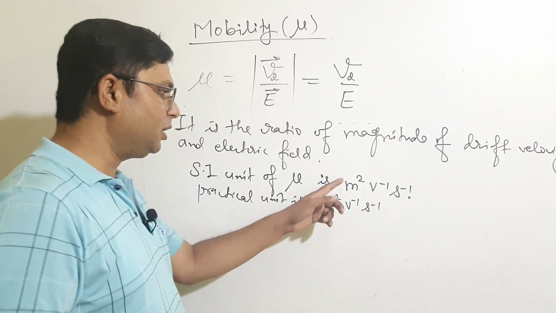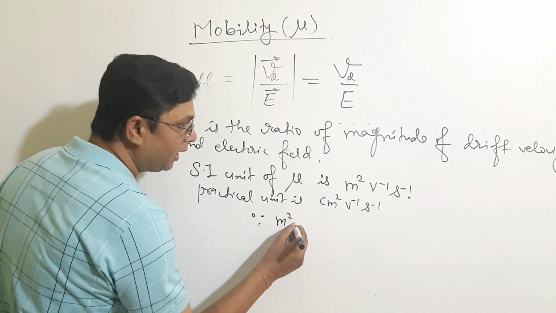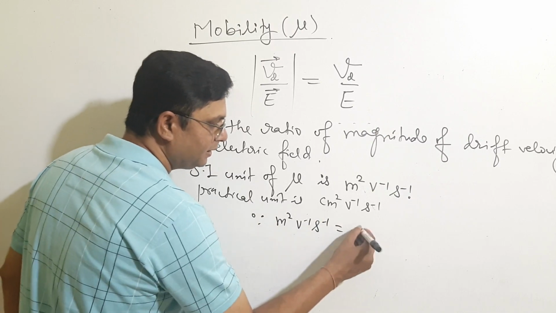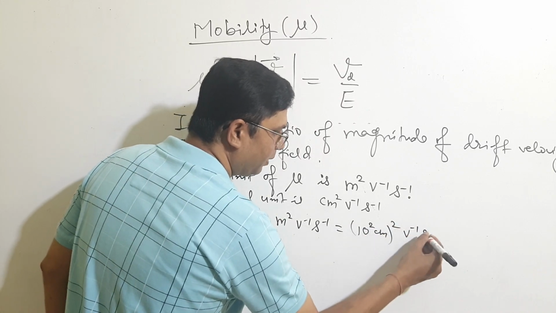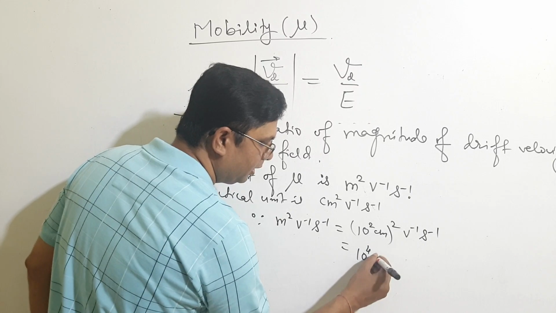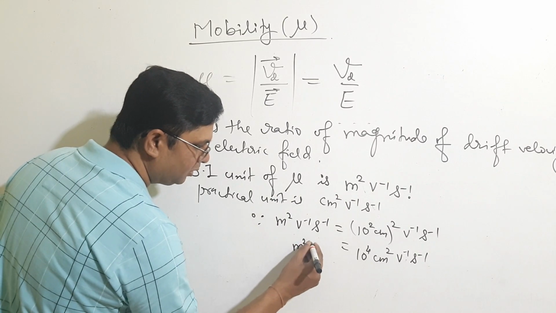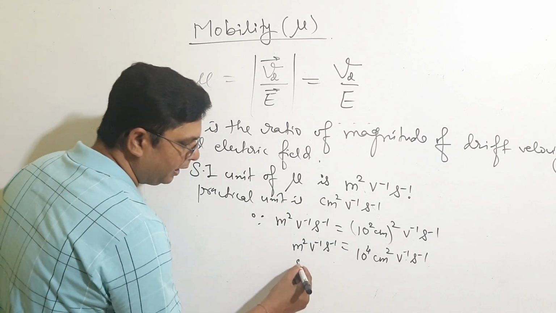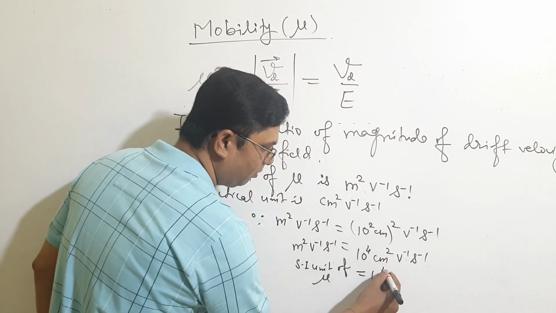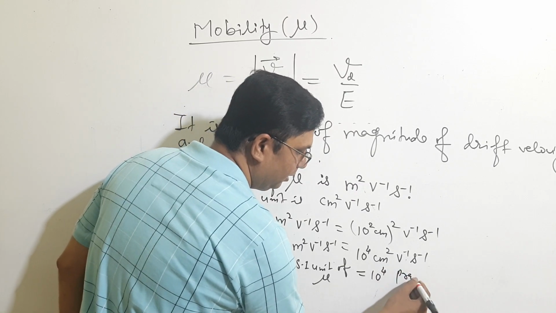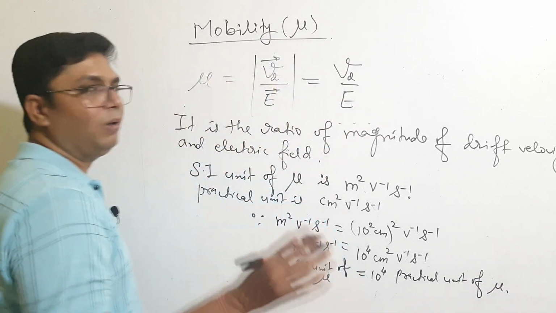Now you are going to see the relation between the SI unit and the practical unit. Here meter square per volt per second can be written as 10 to the power 2 centimeter whole square per volt per second. So it comes to be 10 to the power 4 centimeter square per volt per second. So the SI unit of mobility is equal to 10 to the power 4 times the practical unit of mobility.